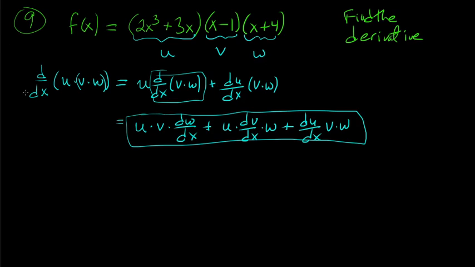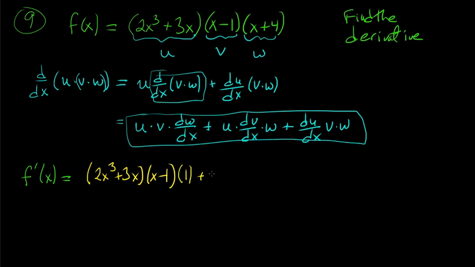Right? So now we can take the derivative of f of x. The derivative is going to be u times v, which is just 2x cubed plus 3x times x minus 1, times the derivative of w. The derivative of x plus 4 is 1 plus 0. Right, so that's just 1.